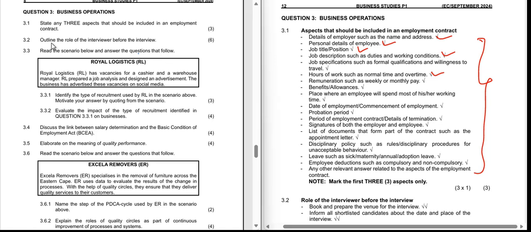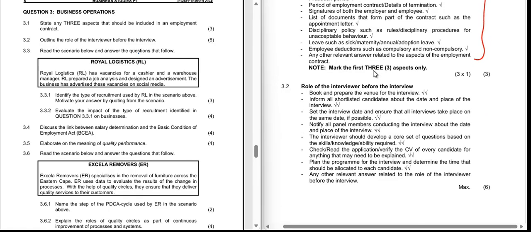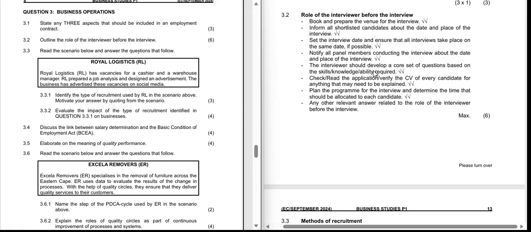Outline the role of the interviewer before the interview. Okay, so what is the duty of the interviewer, the person who's going to ask questions? What is their role? They should book and prepare the venue for the interview. It is their job to do that. Inform all shortlisted candidates about the date and place of the interview, and also set the interview date and ensure that the interviews take place on the same day if possible.